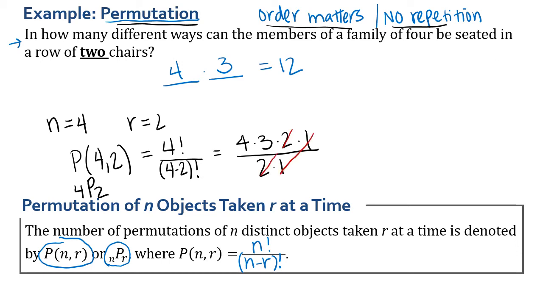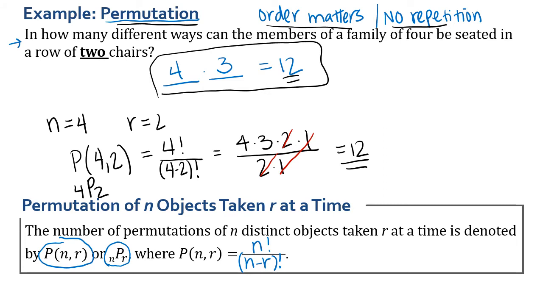Canceling like terms out leaves me with just 4 times 3, which also gives 12. Now, obviously, we didn't need a formula to figure this example out because there weren't a lot of objects we were picking from, but sometimes you're going to get into some larger problems where you'd want to use some type of a formula for it. And I'm going to show you guys how to use technology to do it.